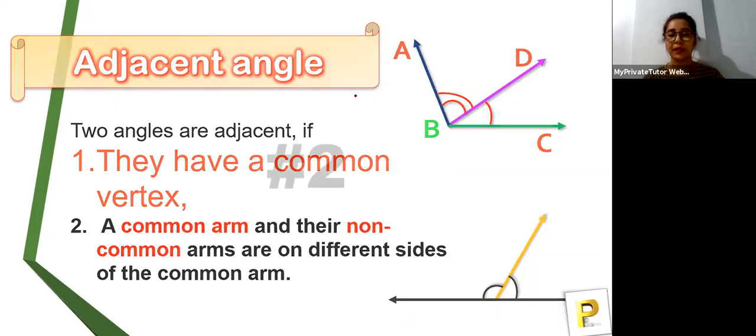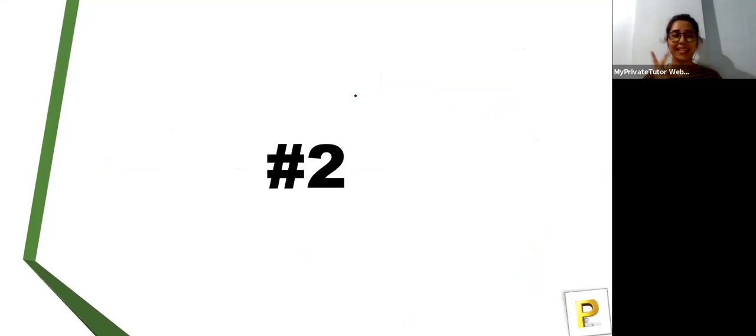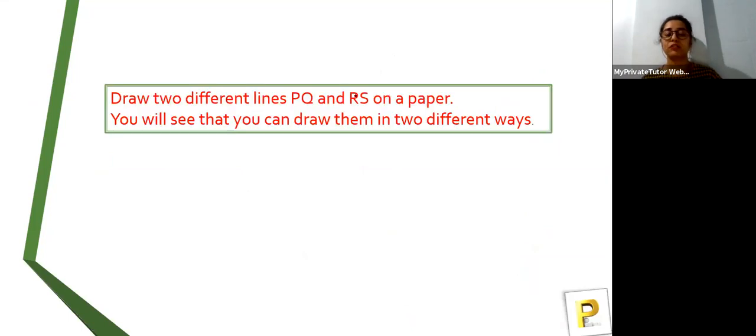Okay, so let's get into the second part of our session, and let's see what we have for us in this part. Draw two different lines, PQ and RS, on a paper. You have to draw two lines. You will see that you can draw them in two different ways. If you draw as many times, you only have two different ways to draw them.